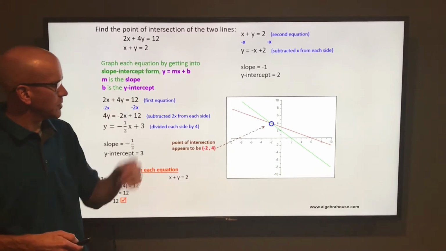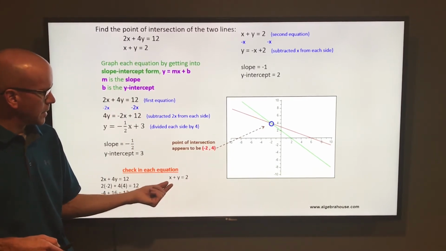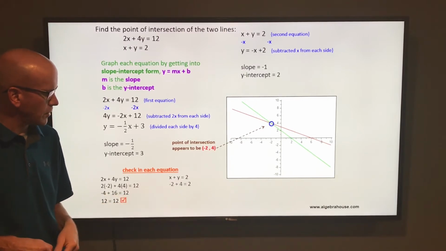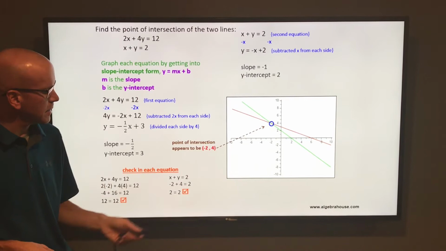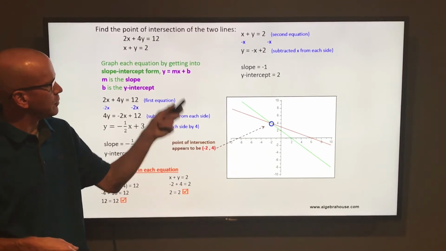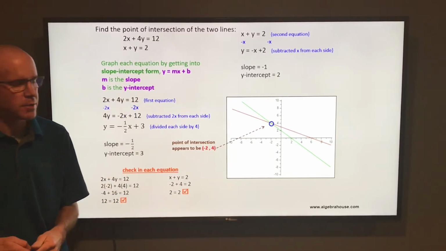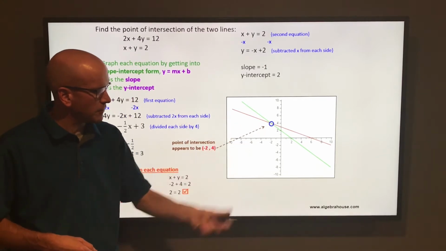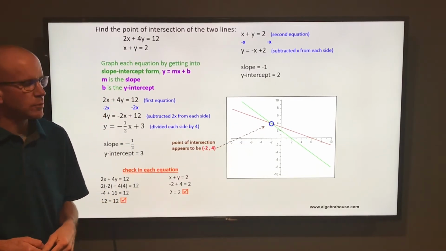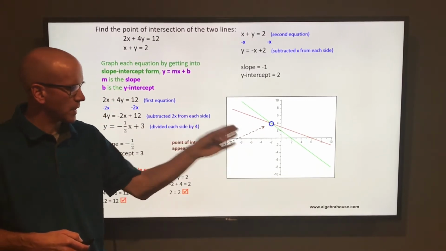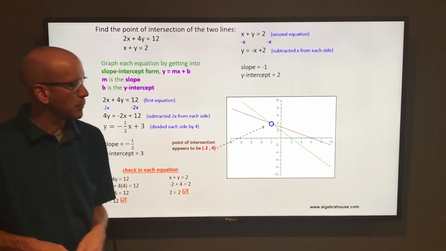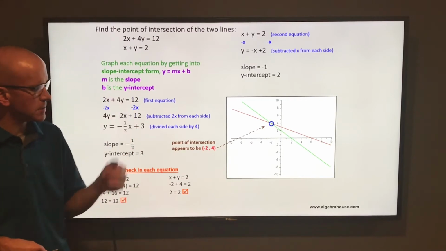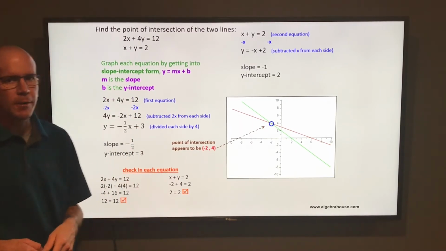Take the second equation, do the same thing, substitute -2 in for x and 4 in for y. If you do that, you end up with 2 equals 2. So again, that's another true statement. And that means that that point, -2, 4, lies on the graph of the second equation. So you can visually see that -2, 4 is the point of intersection, and you can check that by getting a true statement in both equations. So the solution to the system is -2, 4.